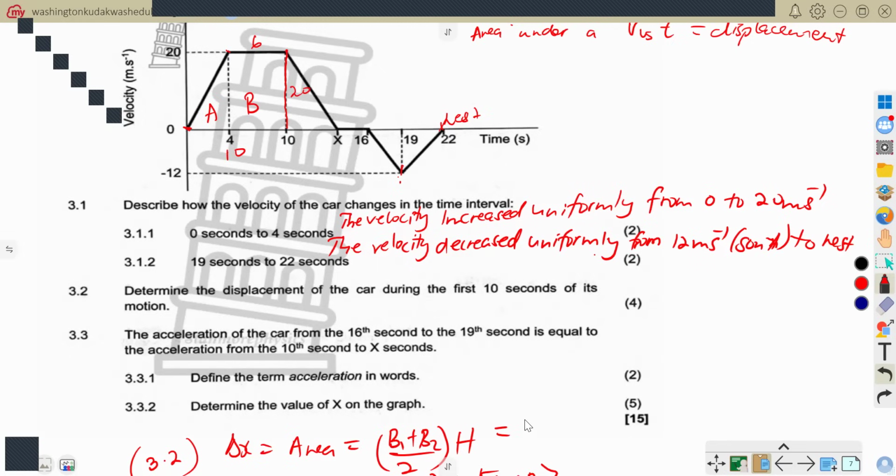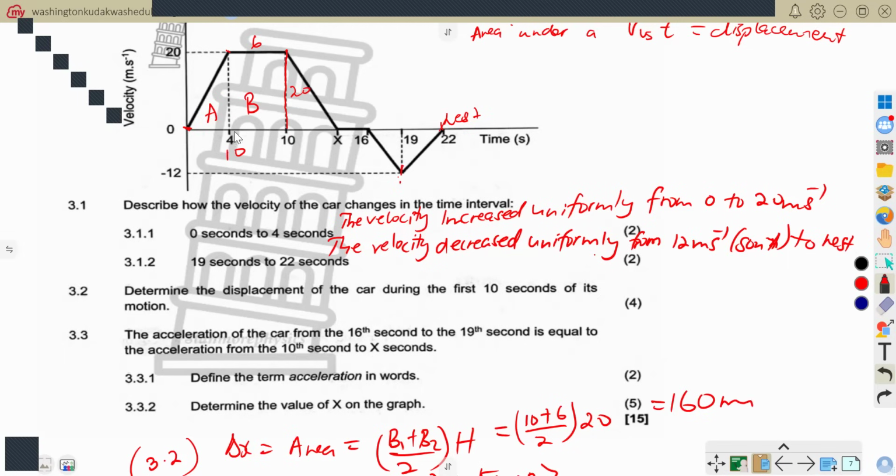So here I would have come and said 10 plus 6 all over 2 times my height, which is 20. If I do that, I would find the area being equal to 160. So this one was going to be 160 meters.